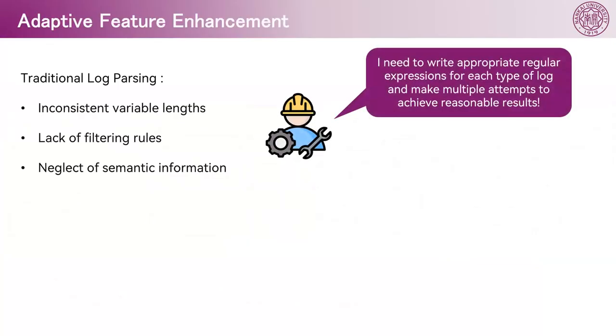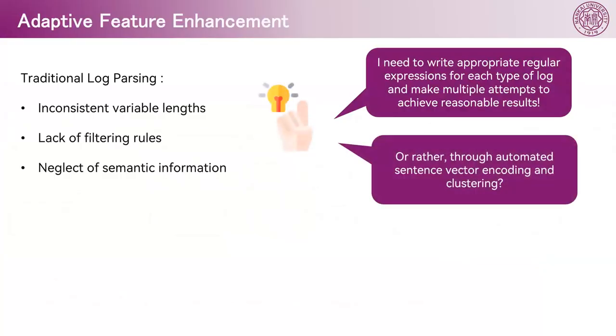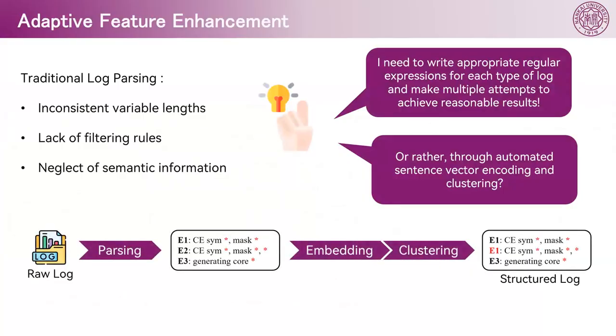Traditional log parsing has some clear challenges. For example, we often deal with inconsistent variable lengths. There's usually a lack of filtering rules, and most importantly, semantic information is often neglected. Rather than manually crafting expressions, we could leverage automated methods, like sentence vector encoding and clustering. This way, we capture the semantic meaning of the logs without needing to hardcode every pattern.